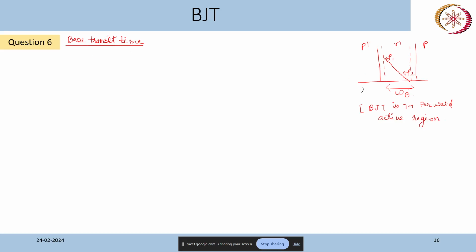So there will be some minority carriers or excess carriers in the base region. Based on the type of the transistor, it will be QN or QP. So what is QN or QP? These are the minority carrier charge in the base region. Here, holes will be injected into the base region, so the minority carriers in the base region will be QP.